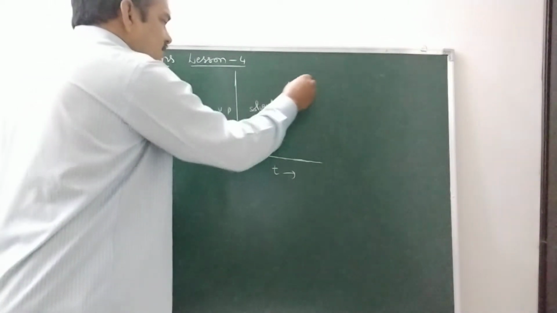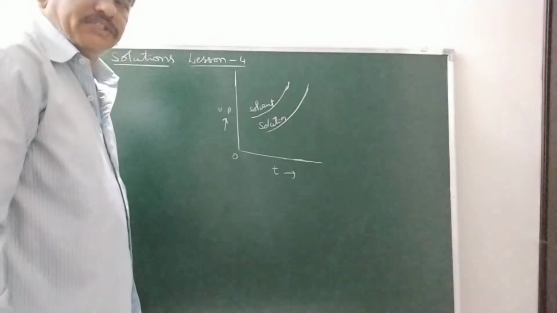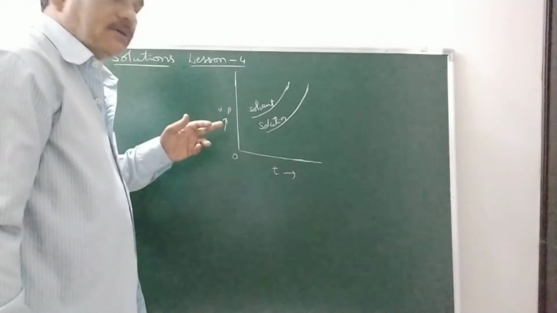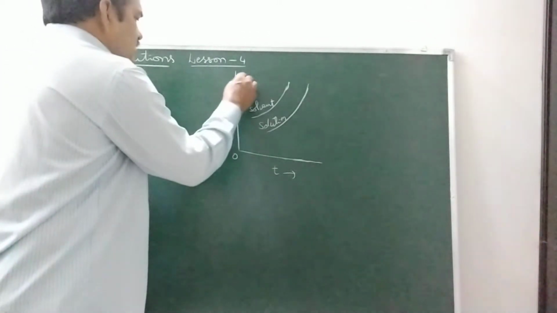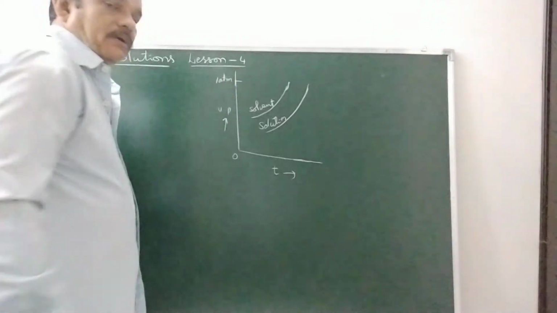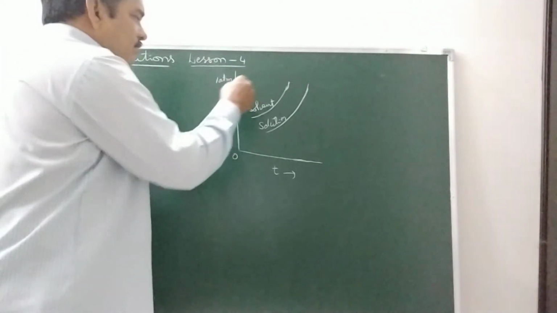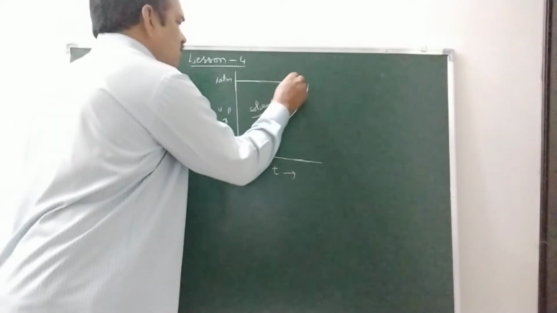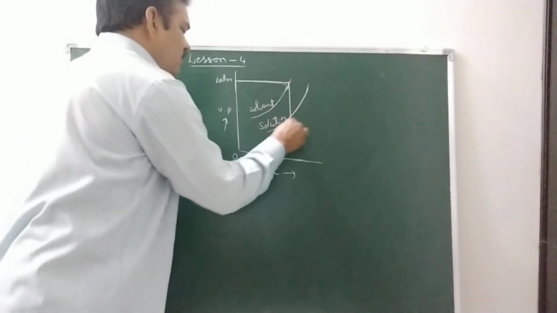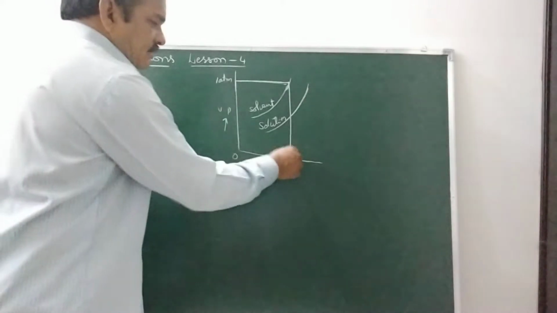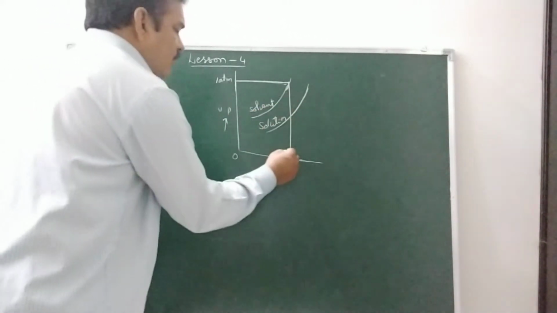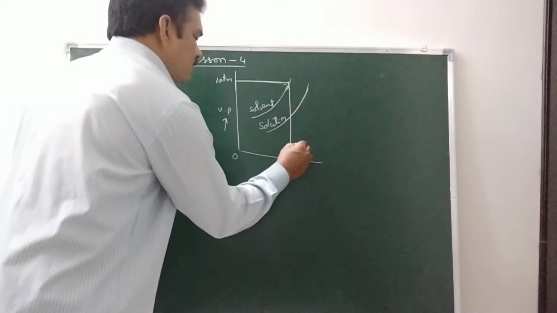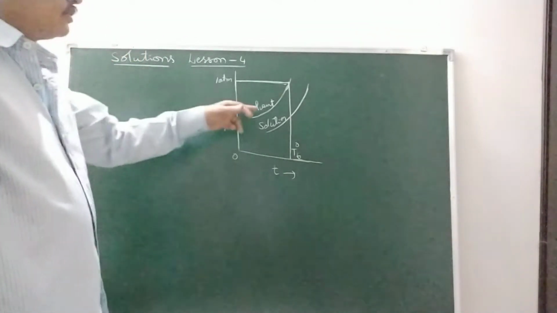So what is boiling point? The temperature at which the vapor pressure of the liquid or solution becomes equal to the atmospheric pressure. Say this is 1 atmosphere pressure. The temperature at which the pressure becomes 1 atmosphere is called boiling point. This is the boiling point of the pure solvent. We say it as TB naught, pure solvent.